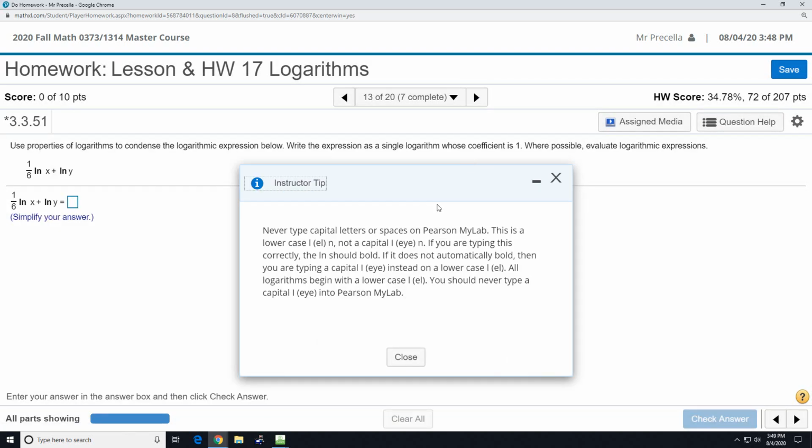Number 13. Once again, the same issue with the letter. Is that an I-N? No, that's an L-N. Look, see how I worded it this time. Never type capital letters or spaces. This is a lowercase l, L-N, not a capital I, E-Y-E-N. If you're typing this correctly, the L-N should bold. If it does not automatically bold, then you are typing a capital I instead of a lowercase l. All logarithms begin with a lowercase l. You should never type a capital I into Pearson MyLab.